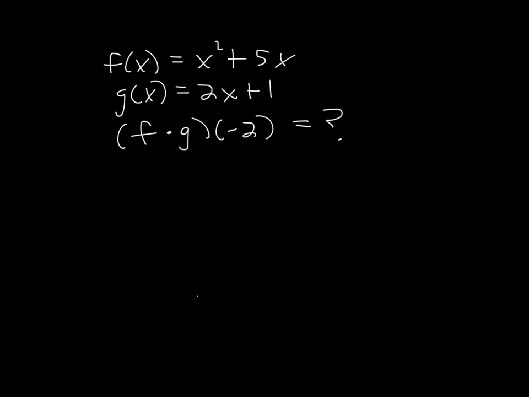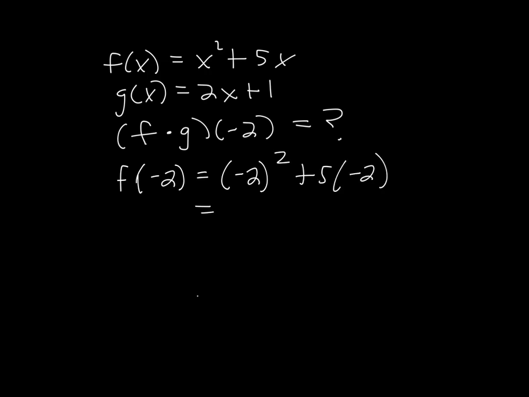One more. So this is multiplying two functions, but once again, since it's just a number here, all we really need to do is plug in negative 2 into this function f, then plug negative 2 into this function g, and then whatever the two answers are, multiply them together. So f of negative 2 is negative 2 squared plus 5 times negative 2, which is positive 4 minus 10, which is negative 6. So that's f of negative 2.